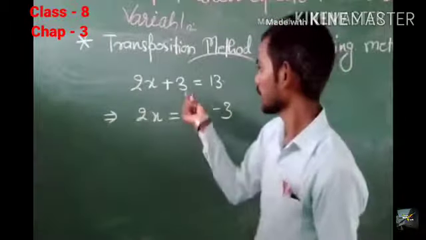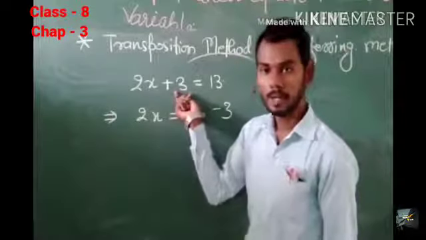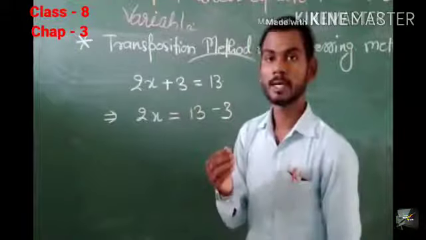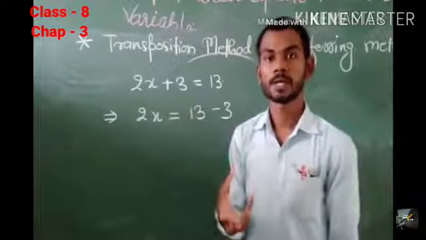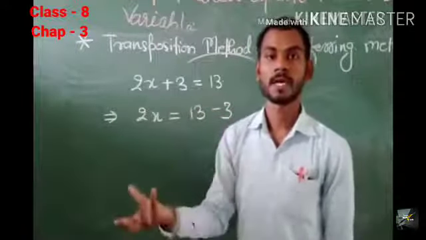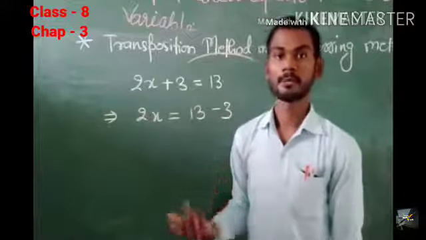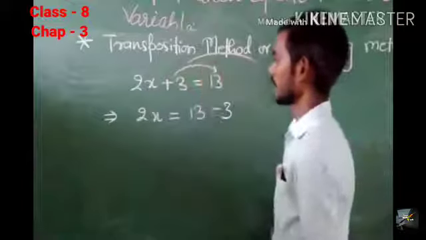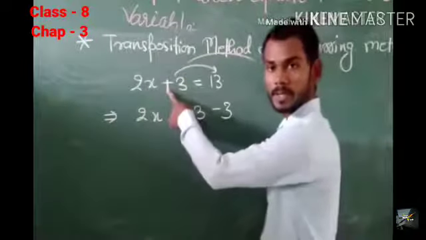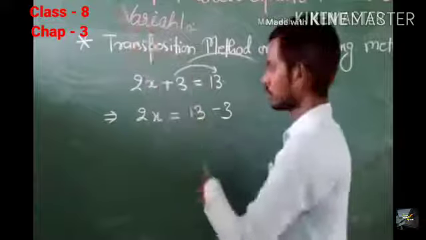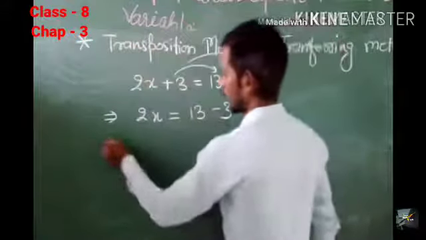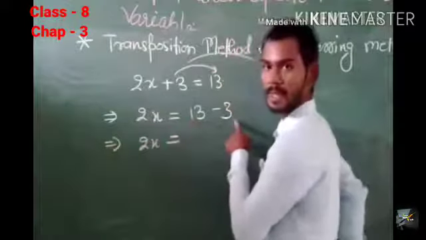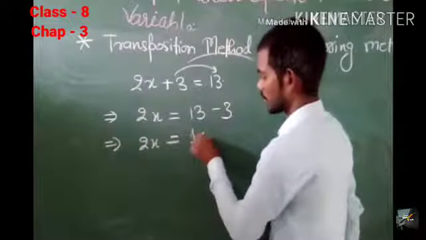Why? Here we can see that the 3 is positive, and we know that when a positive quantity goes from left hand side to right hand side, it becomes negative. So when 3 goes to the right hand side, the sign plus is changed into minus. So we have 2x is equal to 13 minus 3, which is equal to 10.